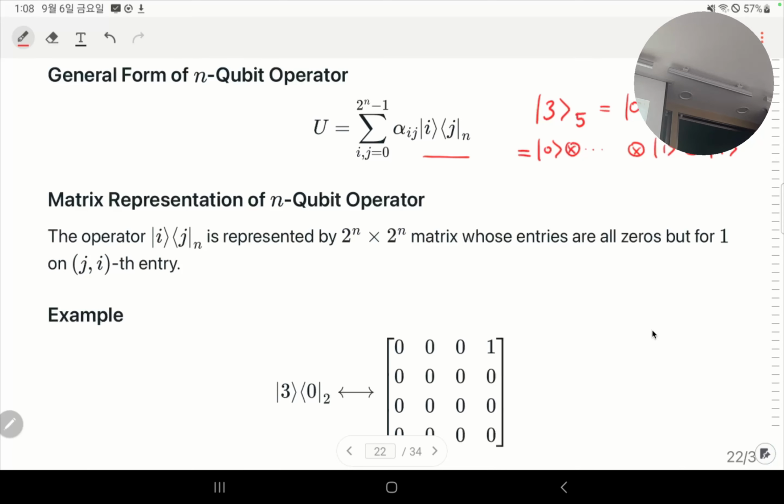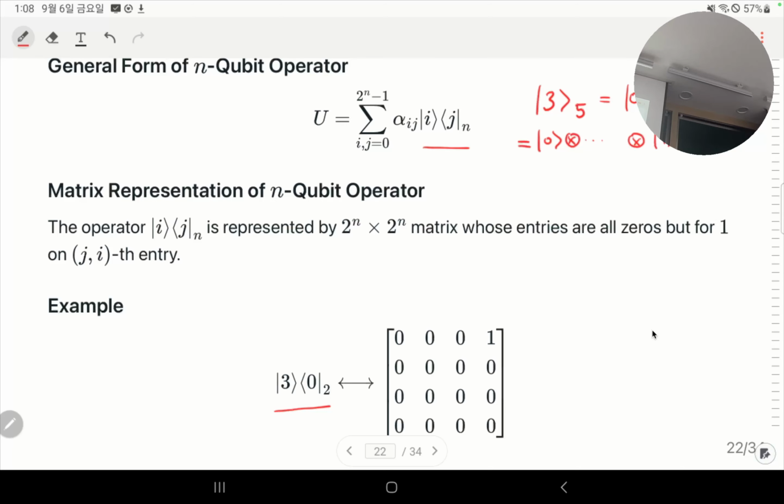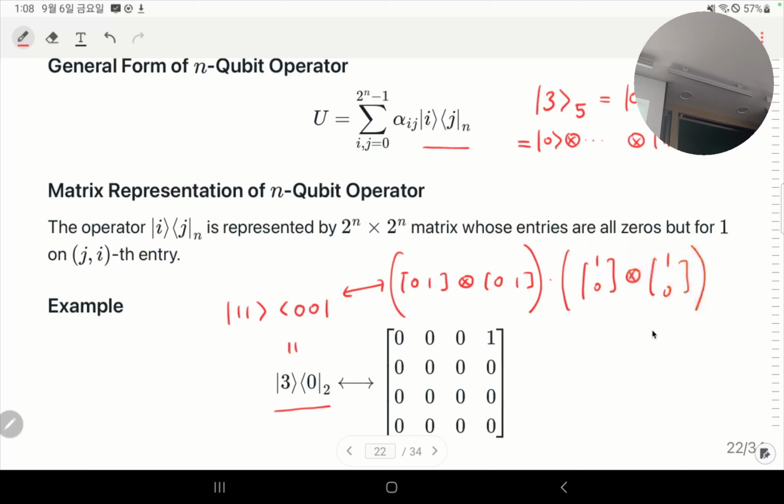So for example, it's a 2-qubit state. Let me make it into a longer form. So 3 is also a 2-qubit state, so it's 1, 1. And 1, 0 is a 2-qubit state, so it's 0, 0. So let's make it into matrix form. So |11> is (0, 1) tensor (0, 1), and this is the entire matrix. And here |00> is (1, 0) tensor (1, 0). Okay, so what is the tensor product between two 1 by 2 matrices? So a 1 by 4 matrix, right? So it's (0, 0, 0, 1) multiplied by (1, 0, 0, 0). That's why we get a 4 by 4 matrix like this.